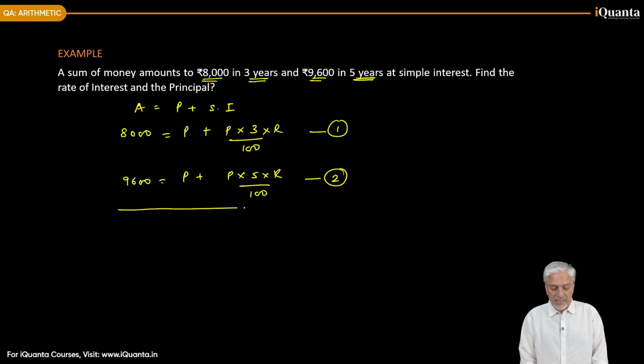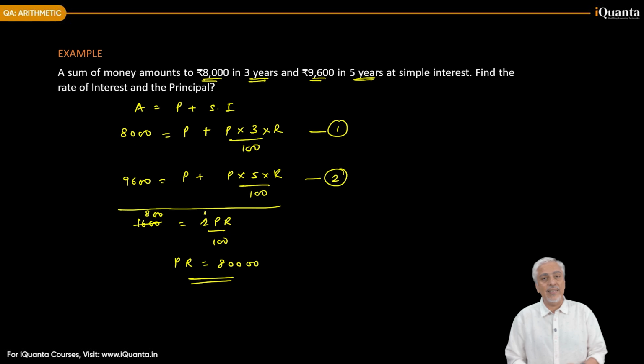So if I'm subtracting these two equations, 9600 minus 8000 will become 1600. P minus P will be 0. And over here, I have 5 PR upon 100 minus 3 PR upon 100, which will become 2 PR upon 100. 2 cuts over here, 2 ones are 2, 2 eights are 16, and we get PR is 800 into 100, which is 80,000. So we got the value for PR as 80,000.